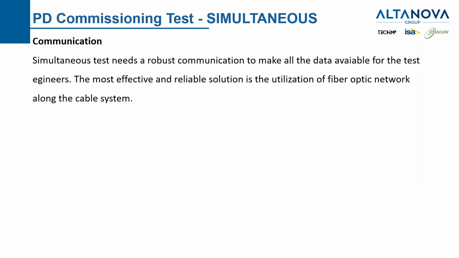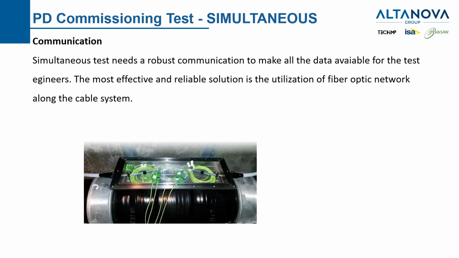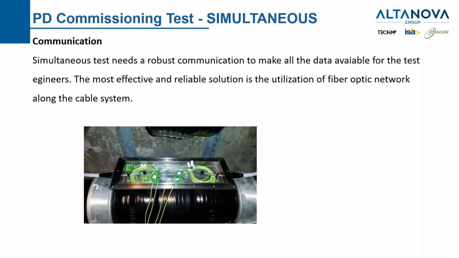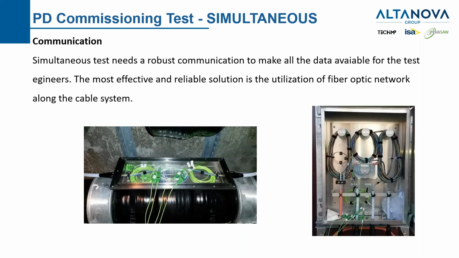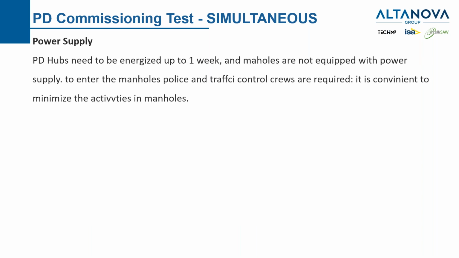What are the issues of the simultaneous test? Obviously, there are 2 main issues. We need communication, because we need a fiber optic solution to make all the acquisition units communicate together with the control room. Those can be embedded in the cable or external to the cable. And we need a secondary power supply.